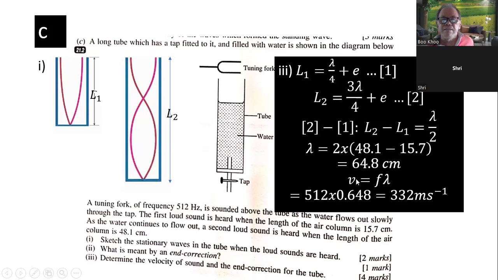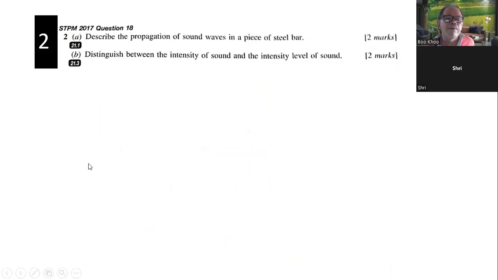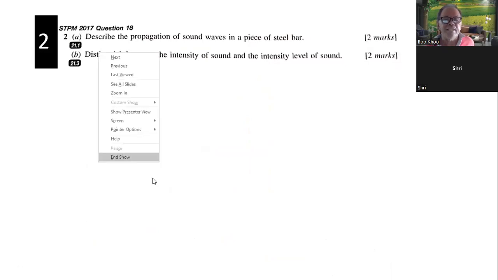Right, from here, speed is f times lambda. That's the lambda converted to meters, and then that's the frequency. Oh, sorry, I've forgotten the end correction completely. Incorporate your end correction.